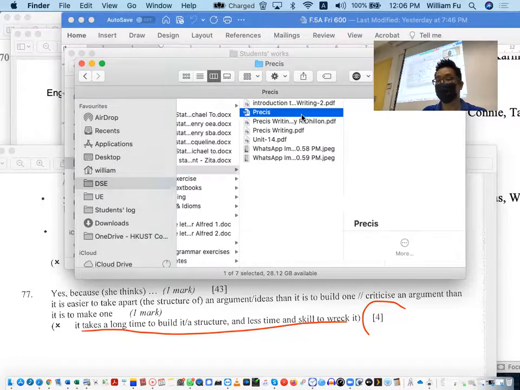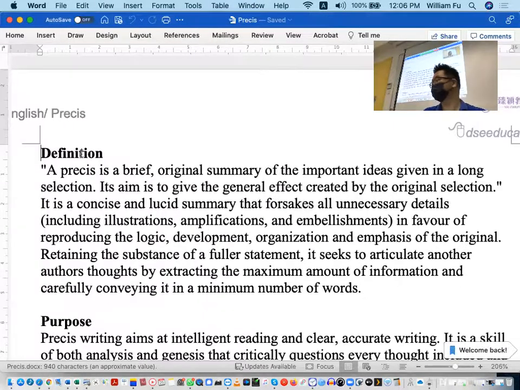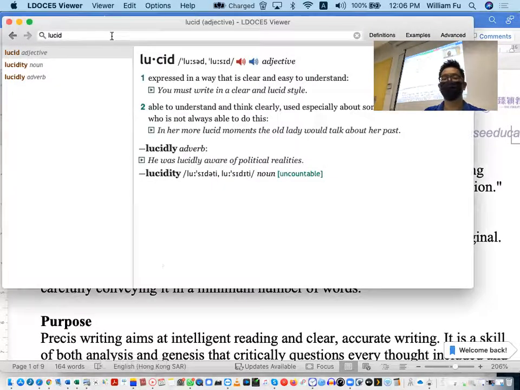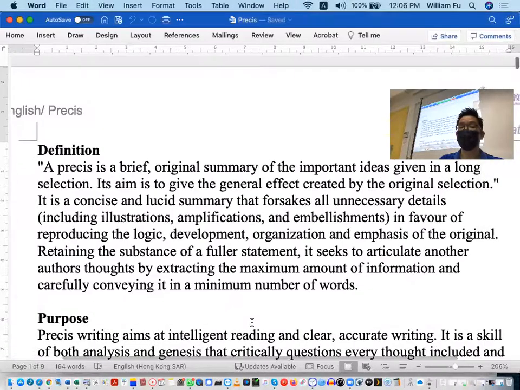Now, first of all, this is called précis. Let me tell you how to say this word. Précis, just like "pray-see" without the S sound. You see this word, it's French, okay, not English. And now the definition.